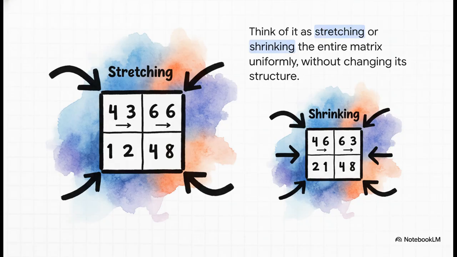And that's why that whole stretching or shrinking analogy is so perfect. When you multiply a matrix by, say, a scalar of 2, every single value inside it just doubles. It's like you're making the whole thing twice as intense, all at once, without changing its fundamental shape.